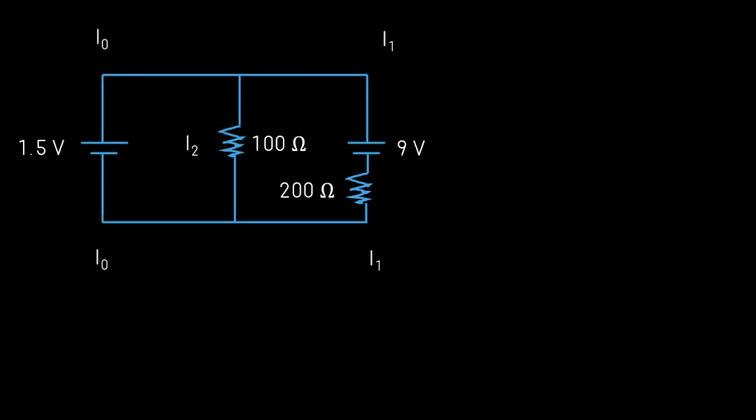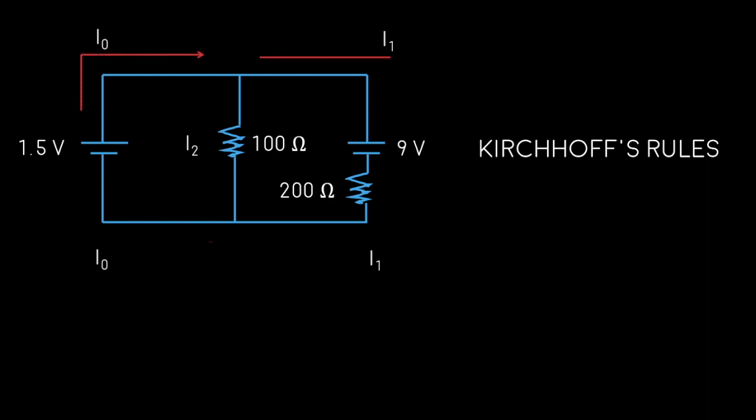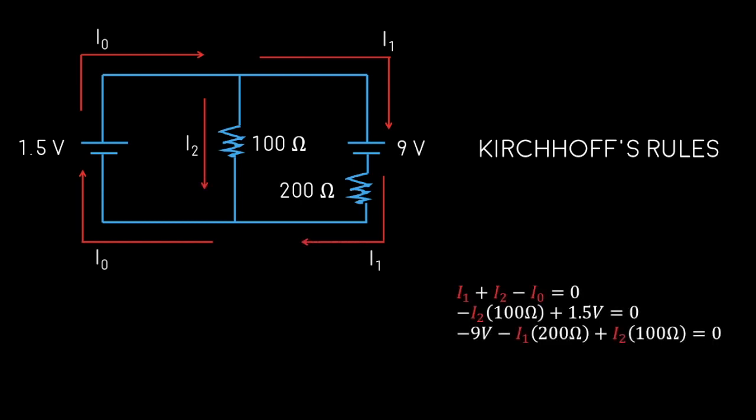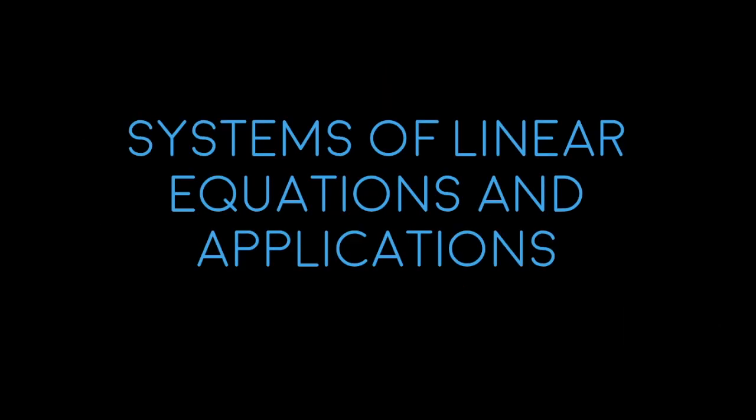Take this circuit for instance. In analyzing a circuit, we usually use the Kirchhoff's rules. Let's say you want to determine the currents in this circuit. Using Kirchhoff's rules, you will end up with this setup. Although this looks quite different, the idea is the same. We solve for different variables given a set of equations. In order to solve this systematically, we need to learn systems of linear equations.